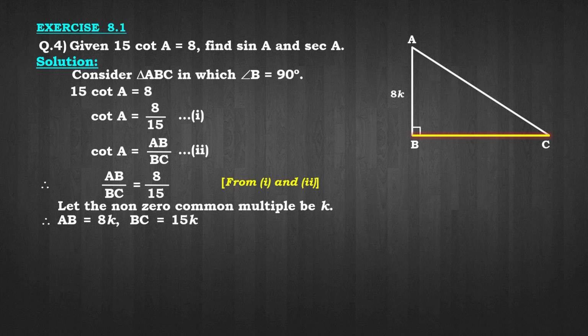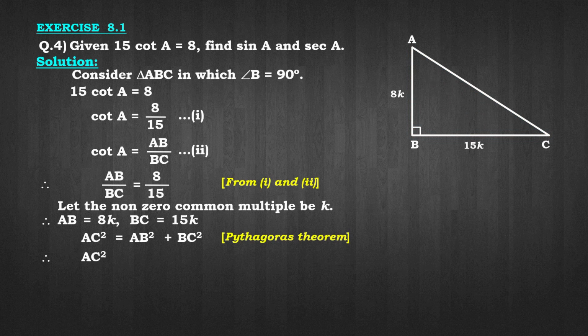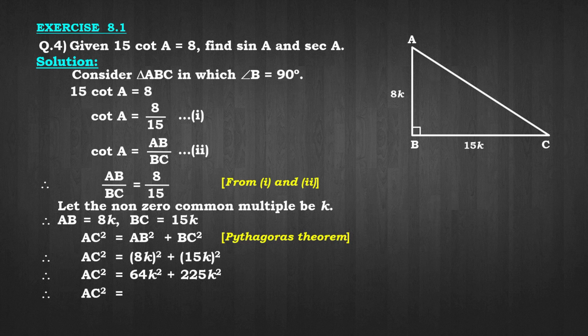Since the triangle is right-angled at B, we use Pythagoras' theorem. According to this theorem, the square of the hypotenuse is equal to the sum of the squares of the other two sides. So, the square of side AC is equal to the square of 8K plus the square of 15K. This gives 64K square plus 225K square, which equals 289K square. Taking the square root, the length of side AC becomes 17K. Now, all three sides of the triangle are known.